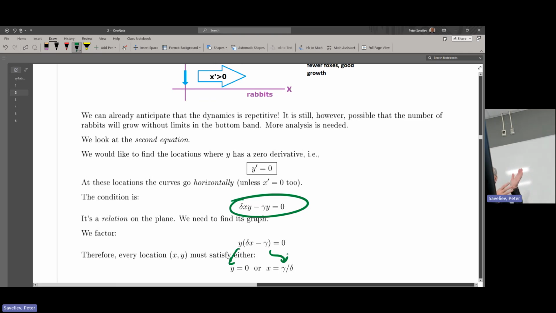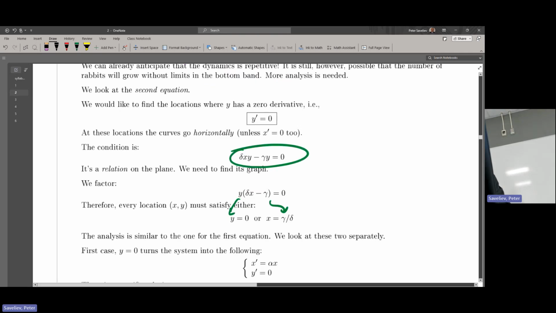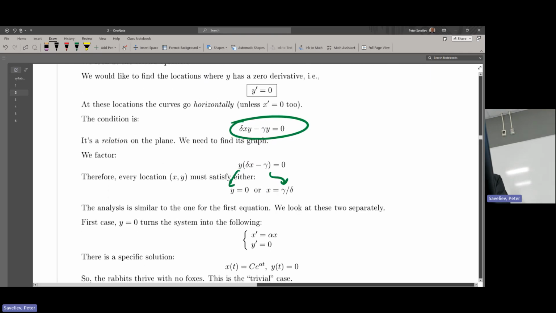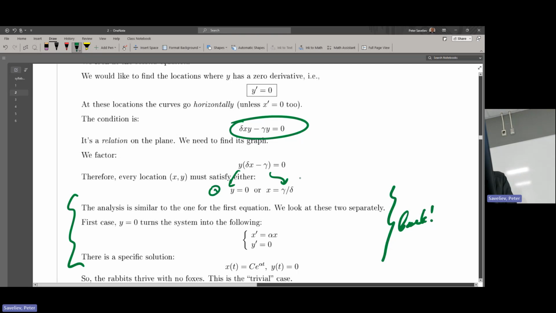The left one is the trivial case when there are no foxes. When there are no foxes, what happens to the foxes? They cannot just spring from nothing, so they will remain 0. So there's nothing interesting happening there. We're back to the trivial one-dimensional case, and then what happens to the rabbits? They grow exponentially. Okay, so that's what has been solved. Case 1, case 2. Now we go in with case 2.